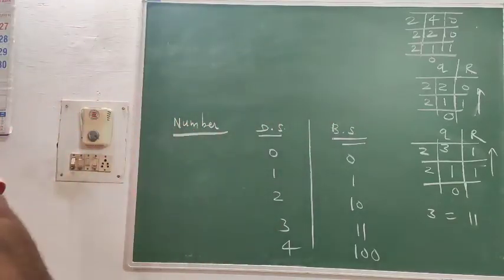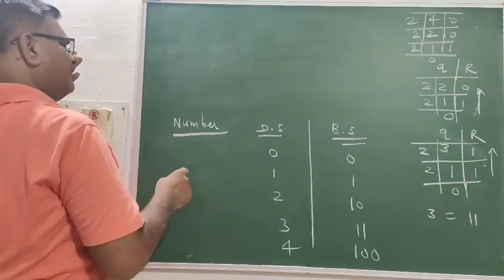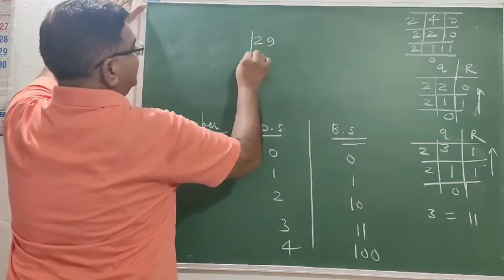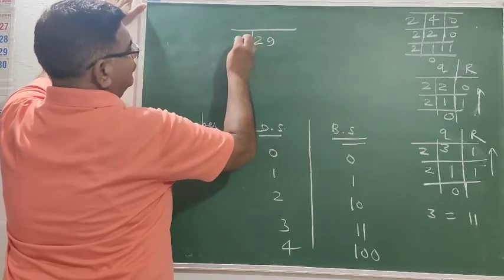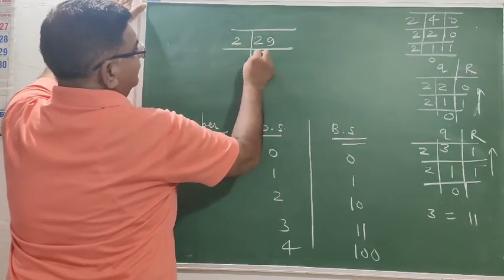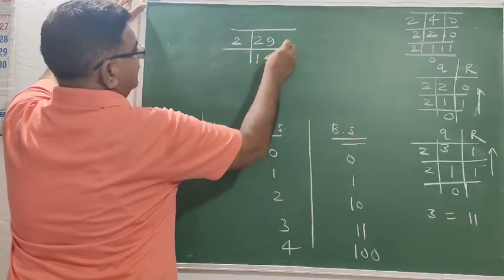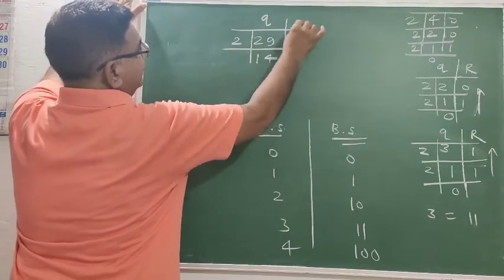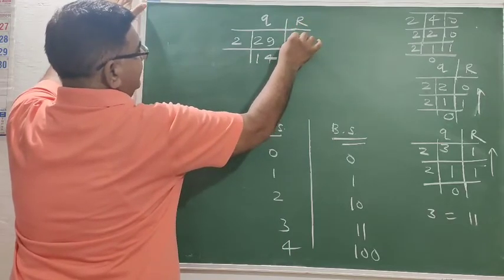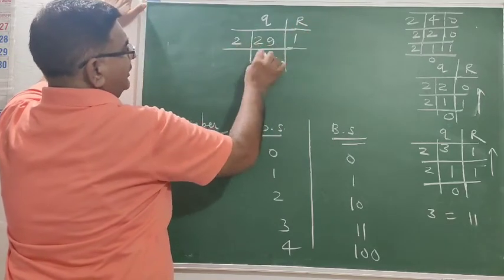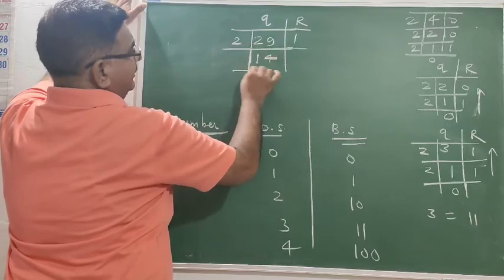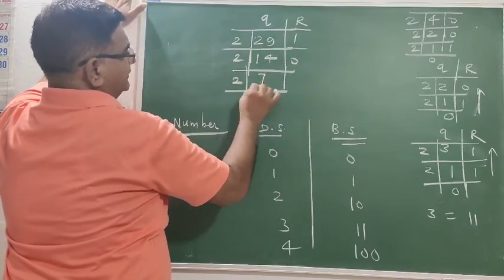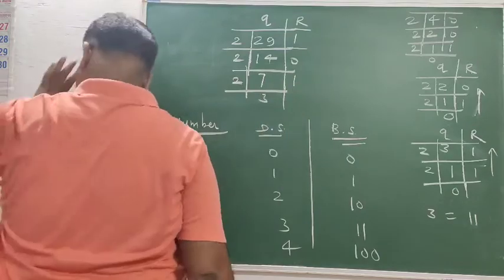So decimal to binary, how do you write it? Suppose I give an example: you have 29. This is the decimal number, and you want to write it as a binary number. Divide by 2: 2 fourteens are 28, remainder 1. 2 sevens are 14, remainder 0. 2 threes are 6, remainder 1.